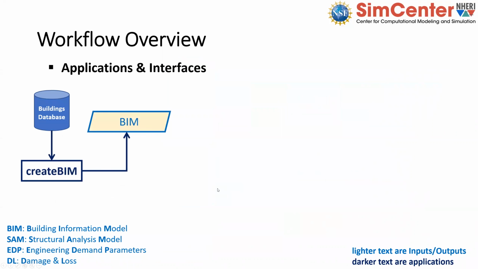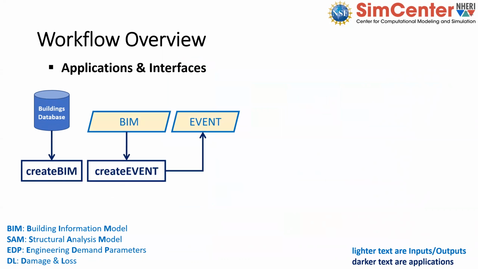So starting from a building database, we need to go through the first process of creating a building information model. Given the building information model, information about the location of the building and the year built and things like that, we can use the create event process to find the event input on this building. Let's say we're considering an earthquake scenario: given the building location and how far it is from the earthquake rupture, we can use some models to evaluate the ground motion or the event input on the building.